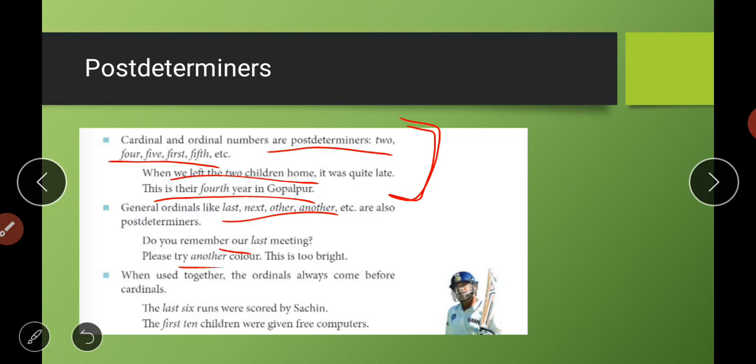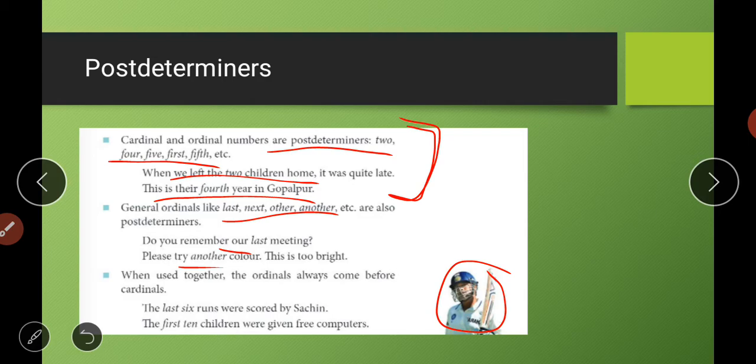And next is, when used together, the ordinal always comes before the cardinal. This is a rule that when we are using both cardinals and ordinals, ordinals always come before the cardinals. Like, the last 6 runs were scored by Sachin. So in 'last 6 runs', 6 is your cardinal and last is your ordinal word. So ordinal words always come before your cardinals.